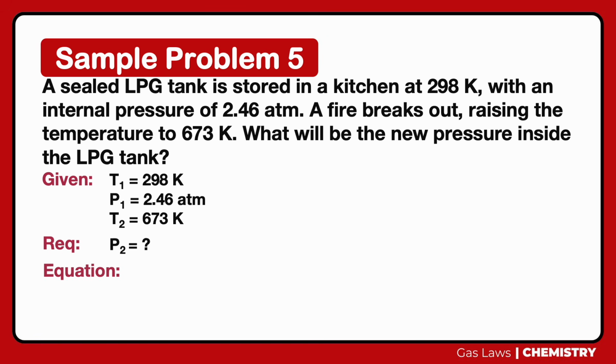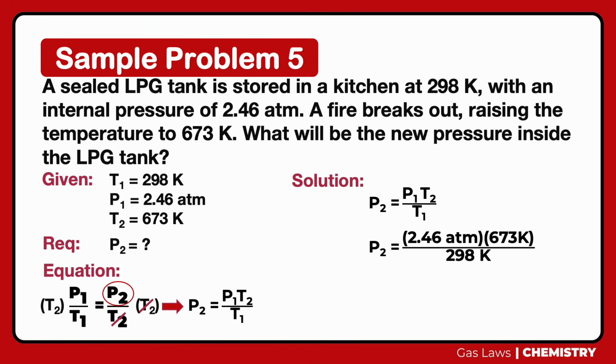We use the Gay-Lussac's law, which is P sub 1 over T sub 1 equals P sub 2 over T sub 2. Next is to derive the formula for P sub 2. P sub 2 is equal to P sub 1 times T sub 2 all over T sub 1. Substituting the values, we get 2.46 atmospheres times 673 Kelvin all over 298 Kelvin. P sub 2 is equal to 5.56 atmospheres. The new pressure inside the LPG tank is approximately 5.56 atmospheres.